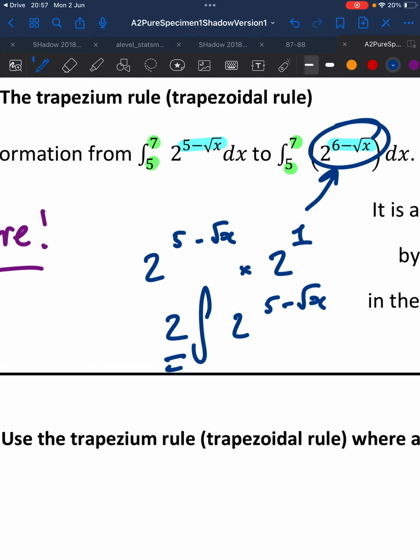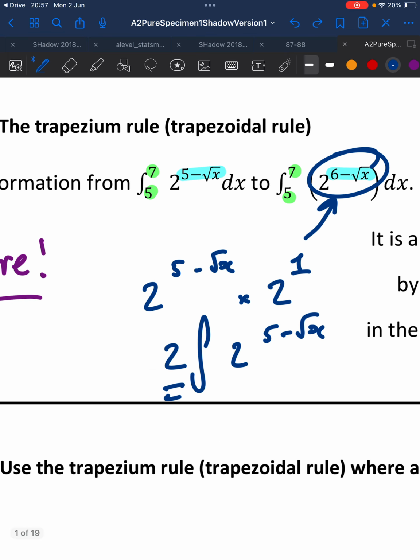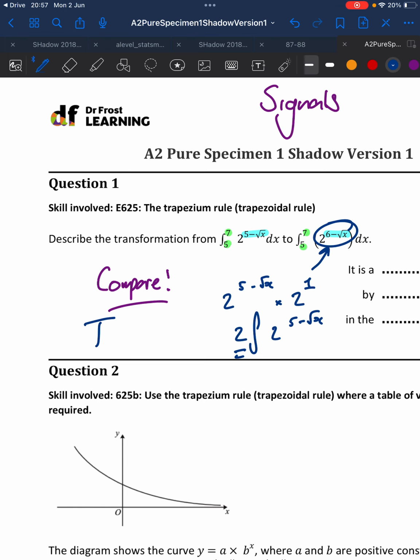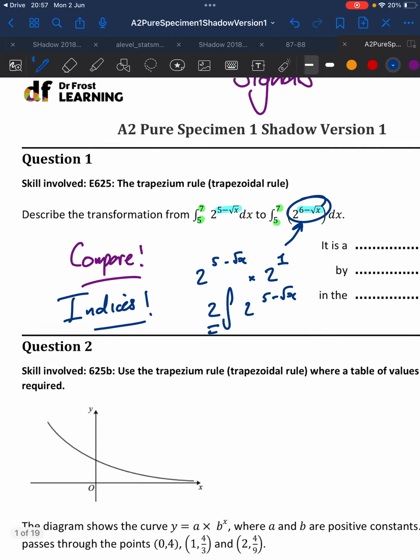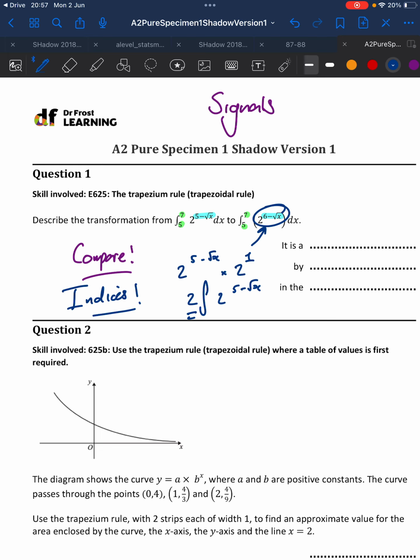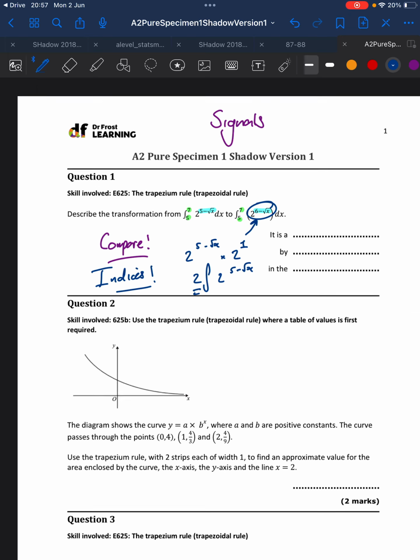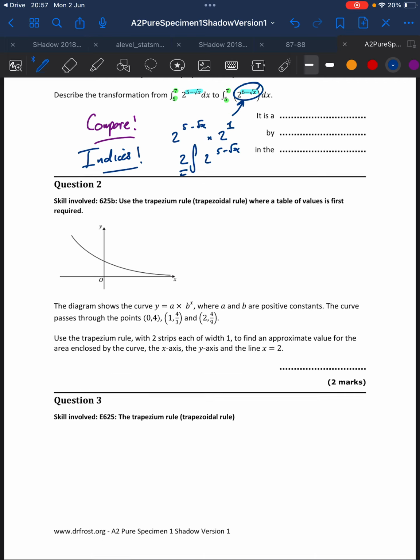So this is all about noticing small differences and appreciating that when they seem really, really similar, you need to use a relevant rule, which is about power rules. So I would say this is all about comparing, and this is about indices, or powers. It says describe the transformation, so it's something about a stretch of 2, isn't it? That's what they want us to do.